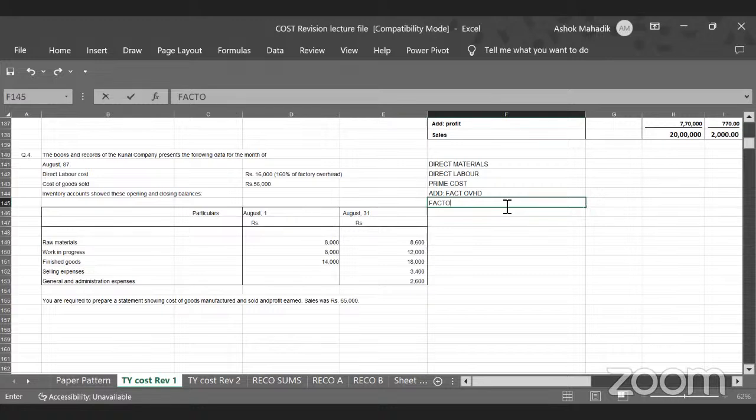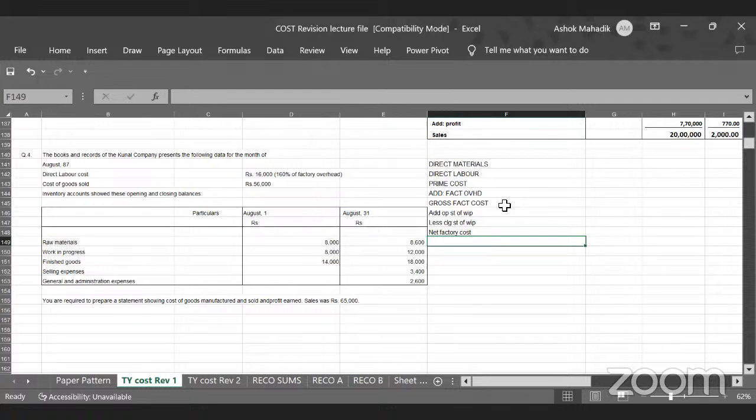WIP is there, na? So I'll write it gross factory cost. Gross factory cost. Add opening stock of WIP less closing stock of WIP. We get net factory cost. This is important sum, students. Okay, when some values are missing, how to find them?